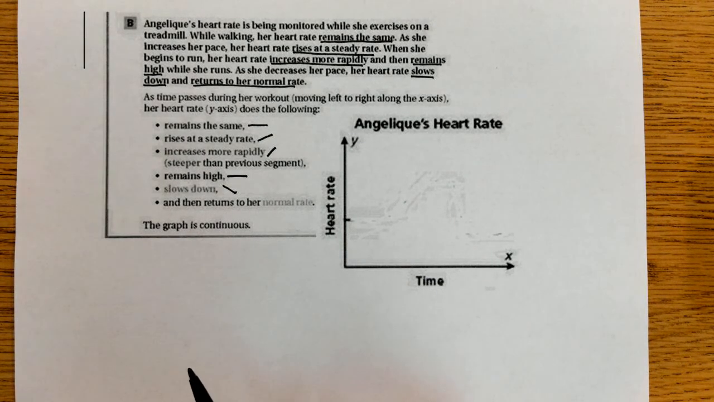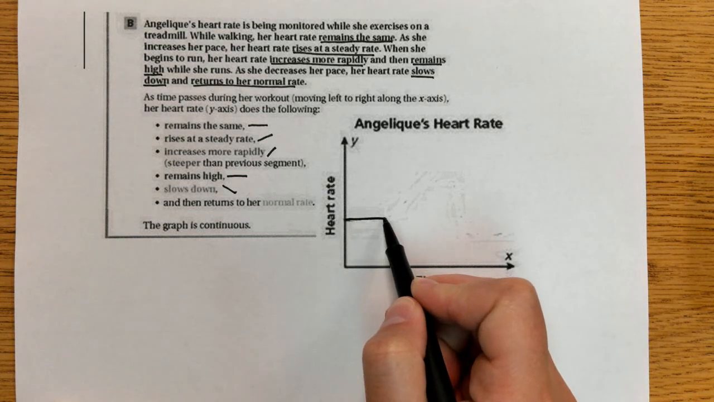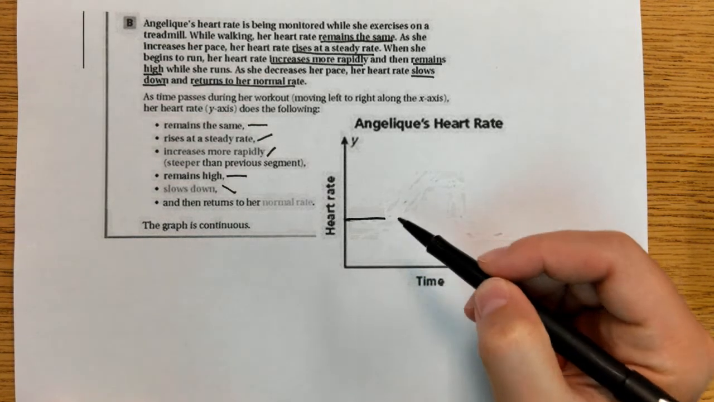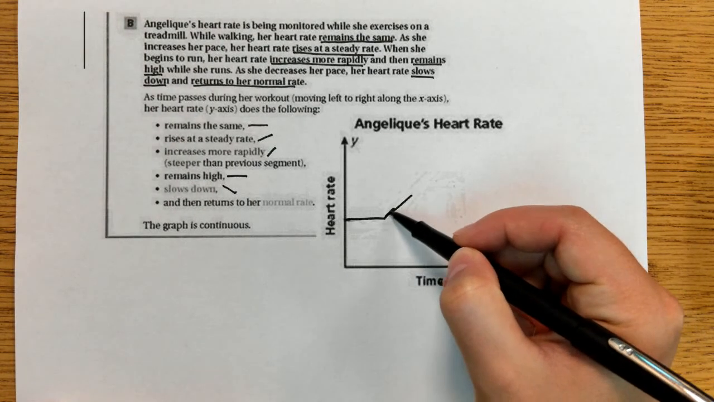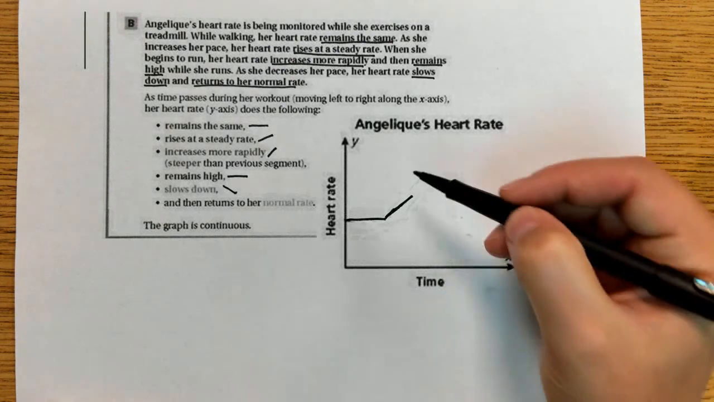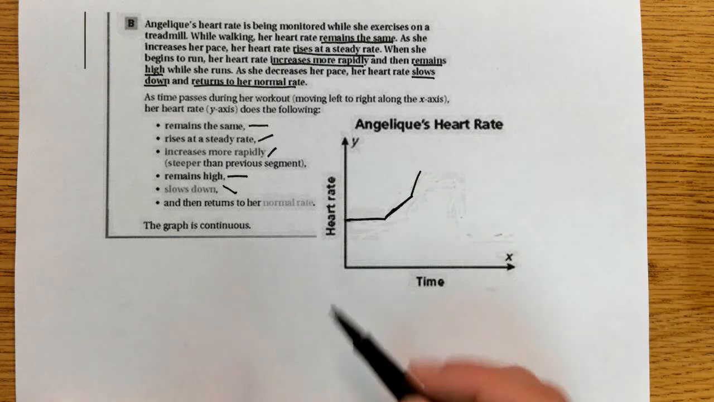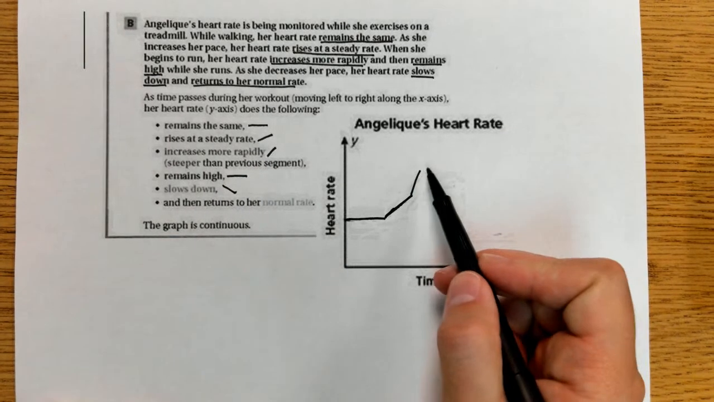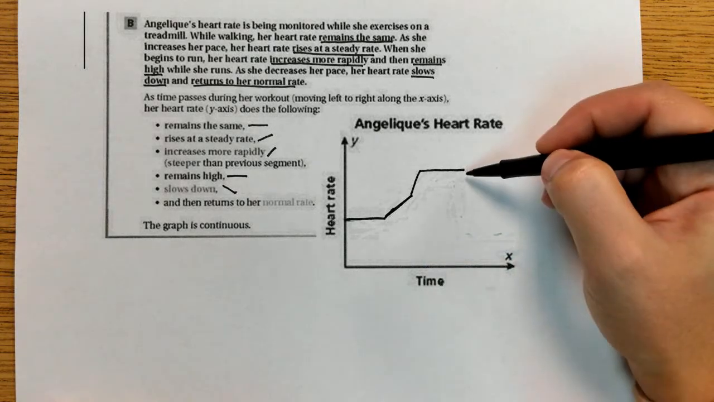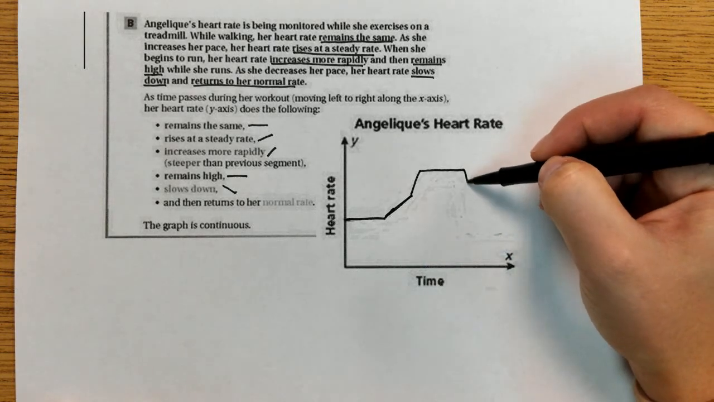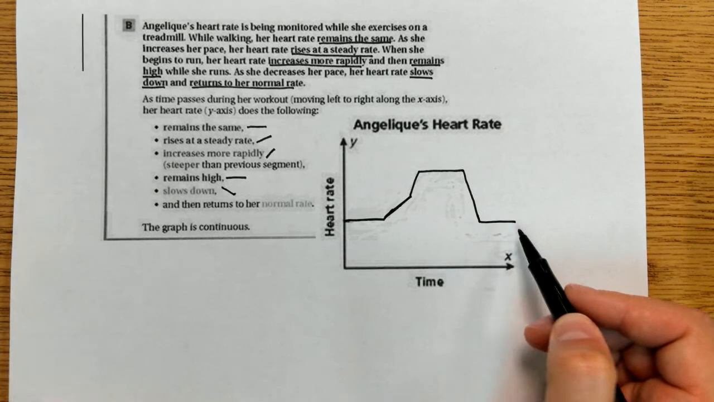Okay. So first, our heart rate, it's starting. Okay. It stays constant. Then it increases at a constant rate. So something like this. But then it increases more rapidly, so then it's going to get steeper. Okay, so it's steeper than before. Then it remains high, so we get constant again. It slows down, okay, until we get back to what we started with. So your graph would look something like this.